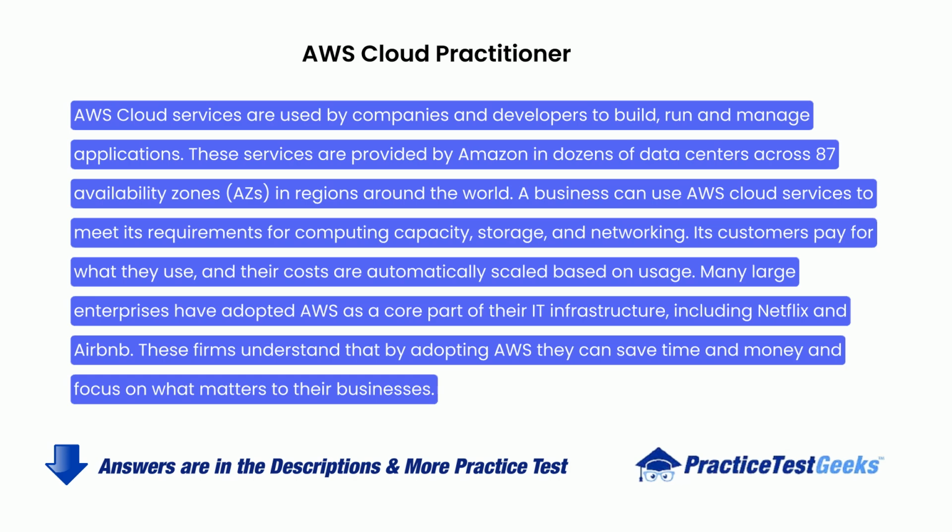AWS cloud services are used by companies and developers to build, run, and manage applications. These services are provided by Amazon in dozens of data centers across 87 availability zones in regions around the world. A business can use AWS cloud services to meet its requirements for computing capacity, storage, and networking. Its customers pay for what they use, and their costs are automatically scaled based on usage. Many large enterprises have adopted AWS as a core part of their IT infrastructure, including Netflix and Airbnb. These firms understand that by adopting AWS they can save time and money and focus on what matters to their businesses.